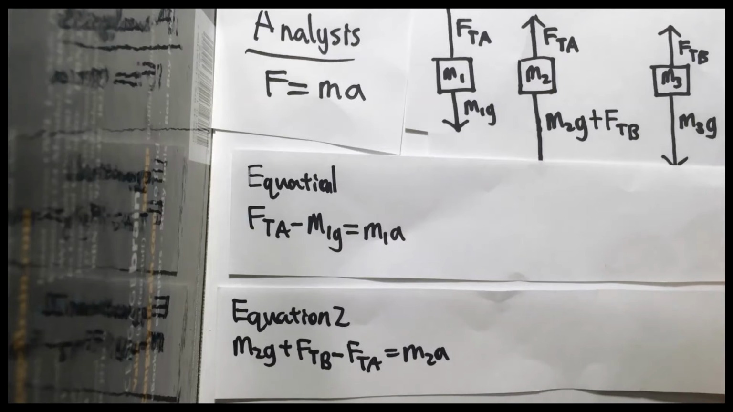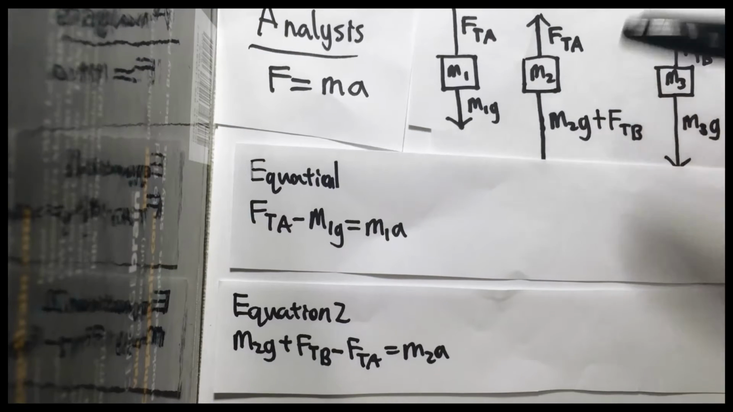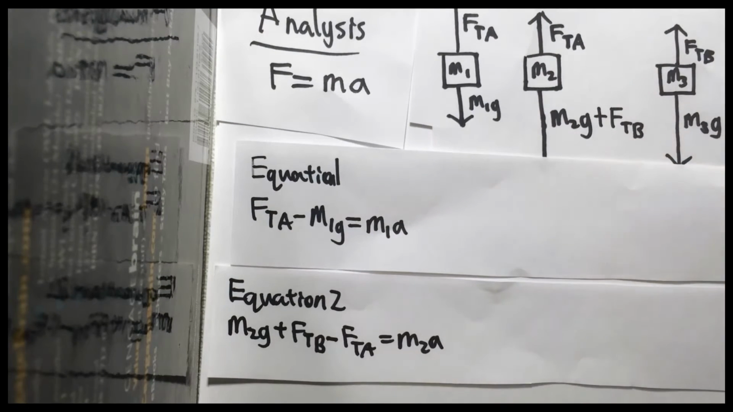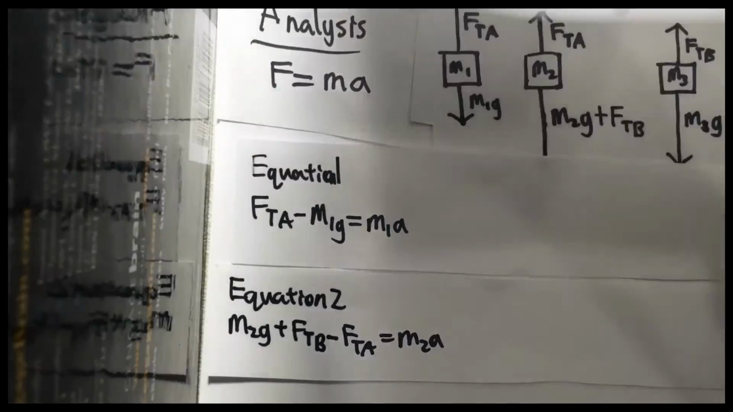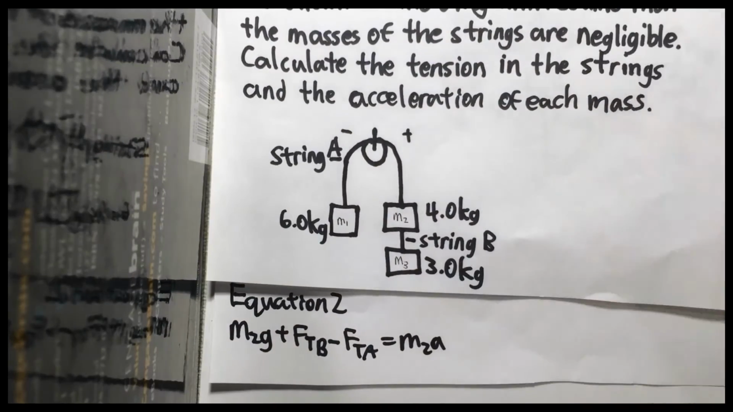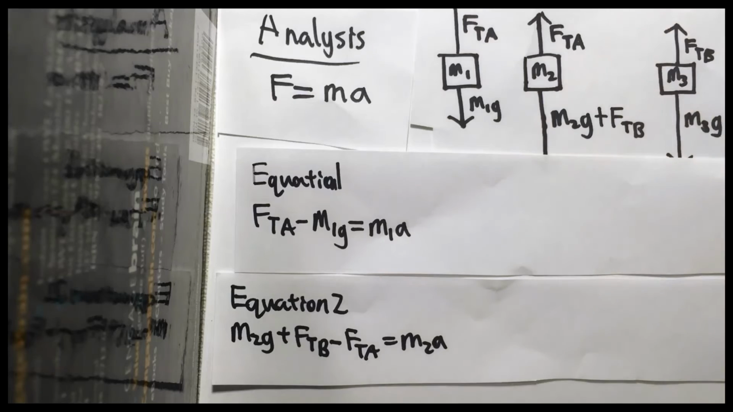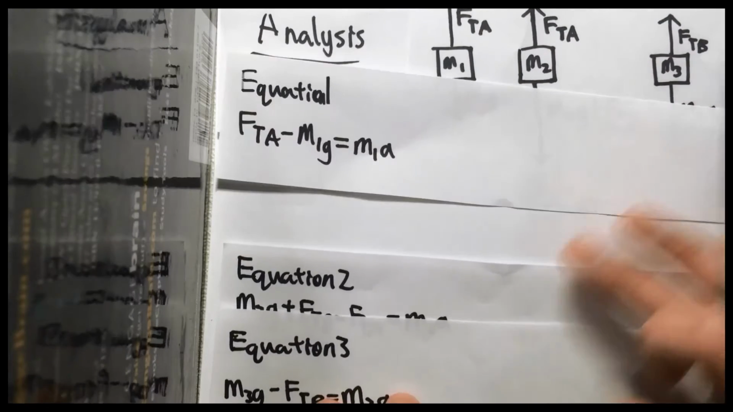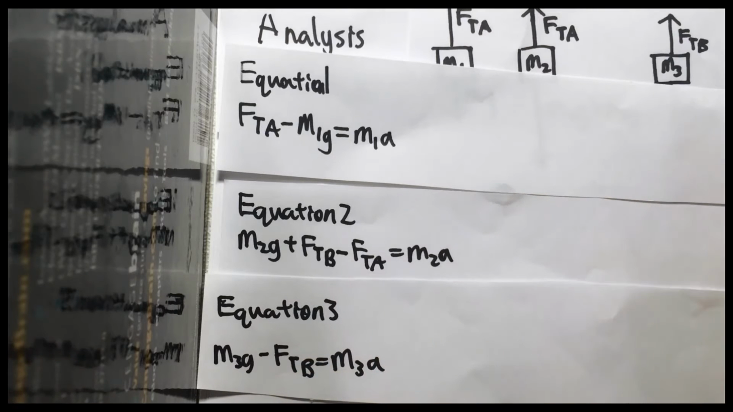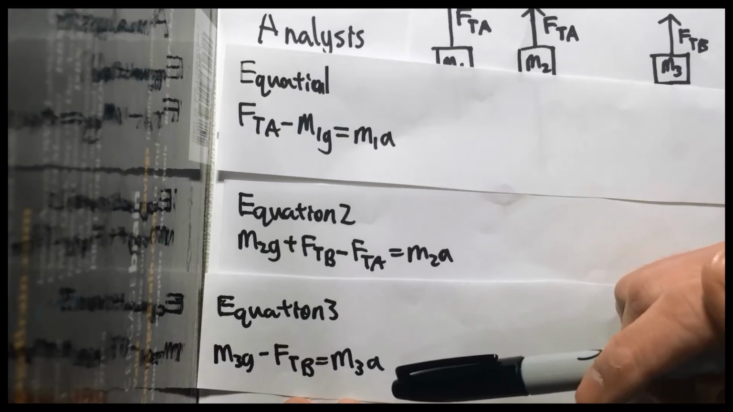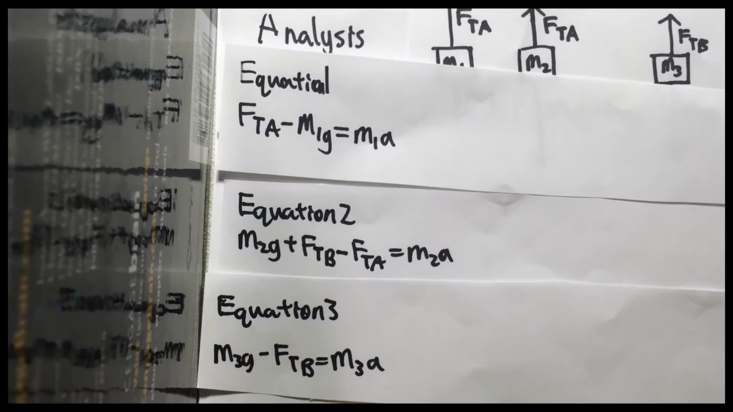M2G plus FTB minus FTA equals M2A. And our last one is also going to be, downwards is going to be the positive direction, and we have M3G minus FTB equals M3A. Now, we have all three of our equations, and now we actually just have to add them together or combine them.